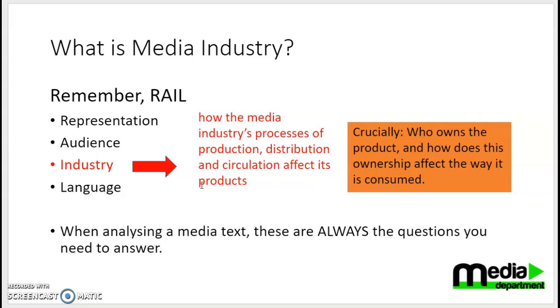So when you look at industry, we need to be thinking about how a media industry's process of production, distribution and circulation affects its products. And also, as it says over here, often who owns a product really does affect the way it is consumed as well. For example, we're going to be looking at Jungle Book, which was of course produced by Disney, and Walt Disney of course are very popular. So there's always the idea of, does the ownership name of the company actually help sell the product as well? So there's kind of all sorts to think about there.